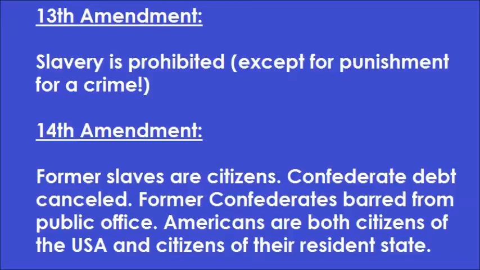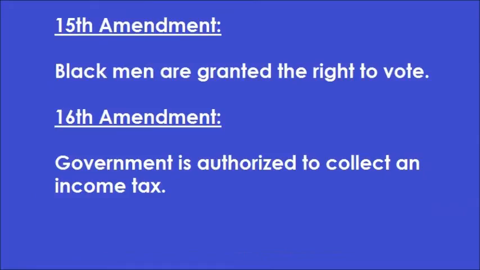The 14th Amendment extended citizenship to those who had been freed from slavery by the Civil War. It also canceled the debt owed by the Confederate States of America and prohibited leaders of the Confederacy from holding public office. The 14th Amendment also says that states who deny voting rights to qualified people will be punished by having their representation in Congress reduced. Finally, this amendment provides that Americans are both citizens of the United States as well as citizens of the state in which they live. The 15th Amendment grants the vote to African American men.